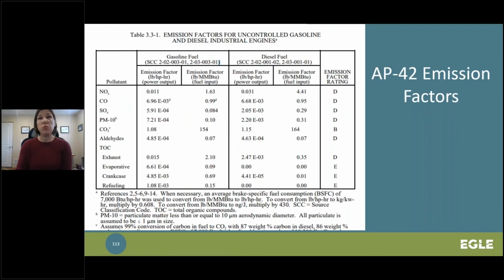Now, here is an example of what the AP42 emission factors look like for a diesel-fired engine. There are ratings for each emission factor, which shows the reliability of each value. Emission factors with the highest rating of A have a lot of data backing them up, and those with lower values might have been based on only 1 or 2 emission test results. The less reliable an emission factor seems, the more likely we are to require emissions testing in the permit.